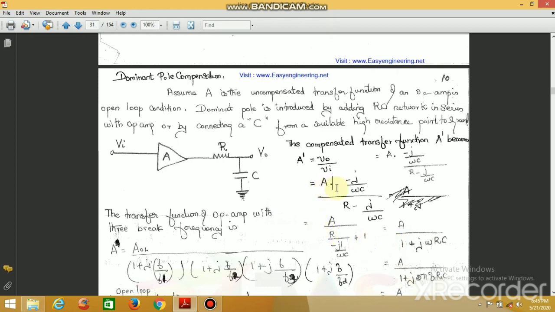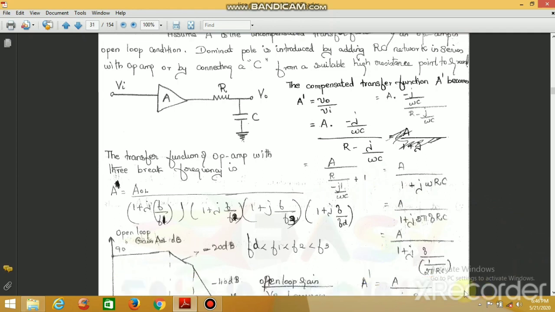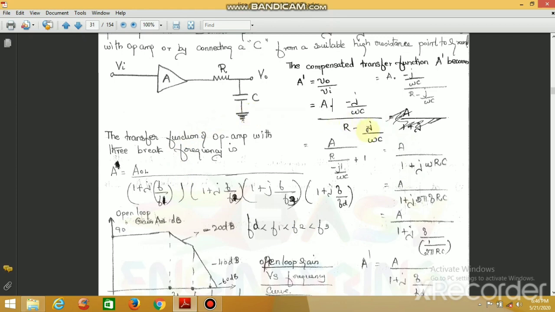After solving it by proper substitution, the final answer we get is A dash equal to A divided by 1 plus j omega RC, where omega is 2 pi f, and that can be written as A divided by 1 plus j f by 1 by 2 pi RC. So this is the general formula for the open loop frequency compensation technique.